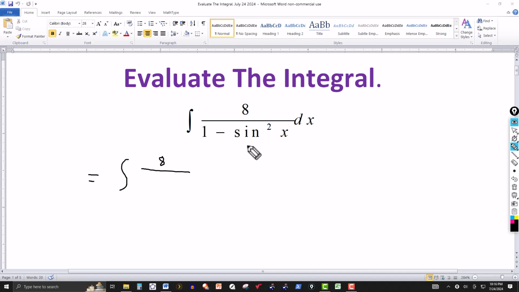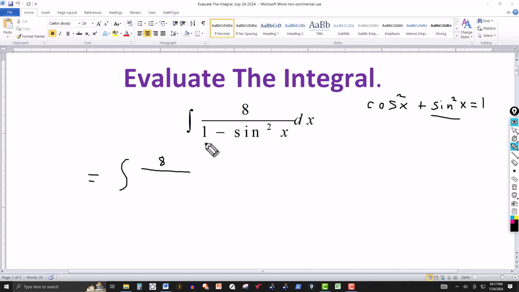and I do have a fundamental identity, one of the Pythagorean identities. We have cosine squared of some angle, in this case x, plus sine squared of the same angle will always equal 1. So you can see here we have 1 minus sine squared of x. So if I bring this sine squared over to this side, I'd have 1 minus sine squared, and that would equal cosine squared.